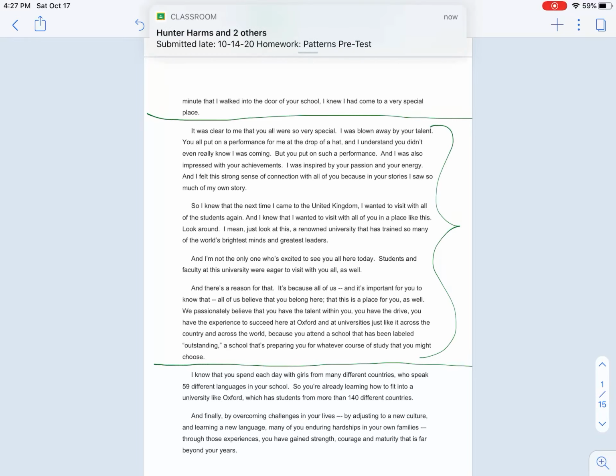And it's important for you to know, hold on, I just got distracted. And it's important for you to know that all of us believe that you belong here, that this is a place for you as well. We passionately believe that you have the talent within you, you have the drive, you have the experience to succeed here at Oxford and at universities just like it across the country and across the world, because you attend a school that has been labeled outstanding, a school that's preparing you for whatever course of study you might choose.